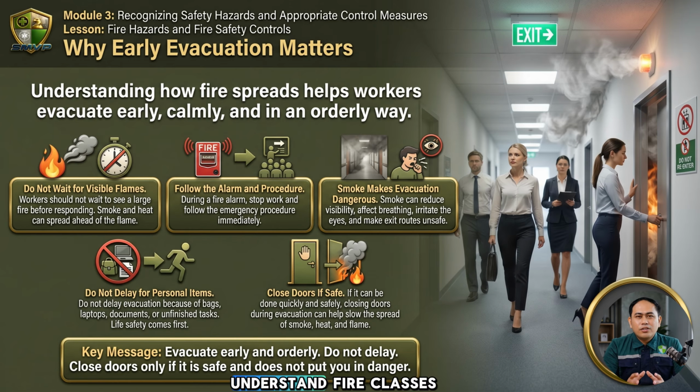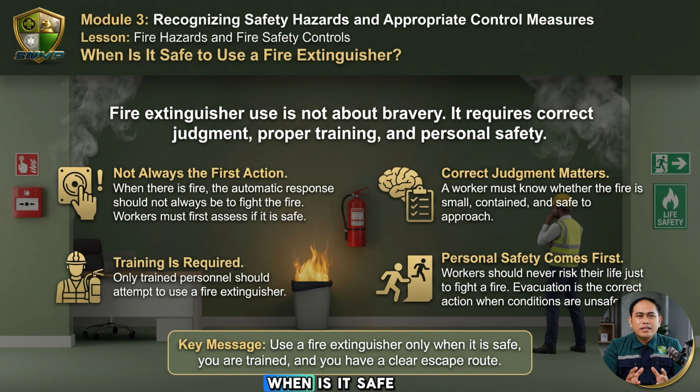Now that we already understand fire classes and how fire spreads, let us talk about one very important question. When is it safe to use a fire extinguisher? This is important because many people think that when there is fire, the automatic response is to get the extinguisher and fight the fire. But in workplace safety, that is not always correct.